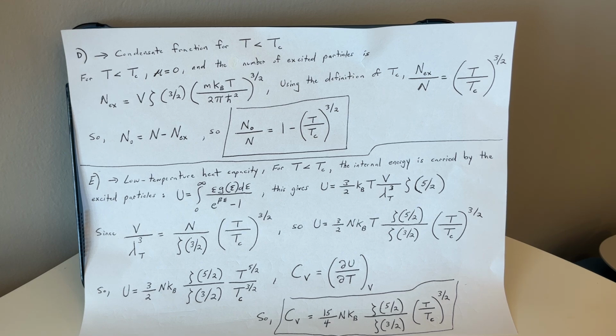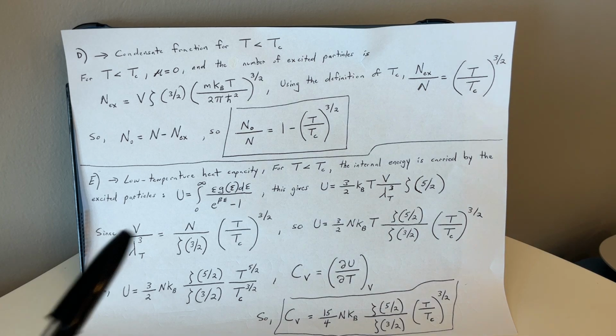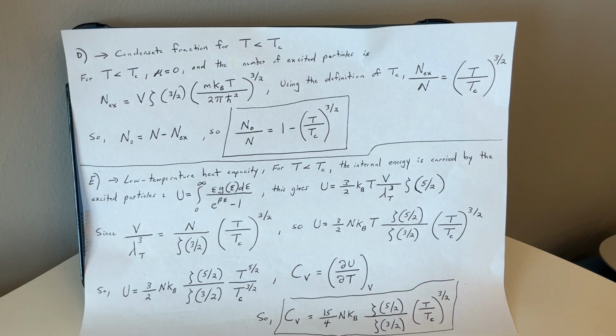And for part E, what they want us to do is derive the low temperature heat capacity and determine whether a discontinuity exists at T_C. Okay, so let's see what happens here. For part E, low temperature heat capacity.